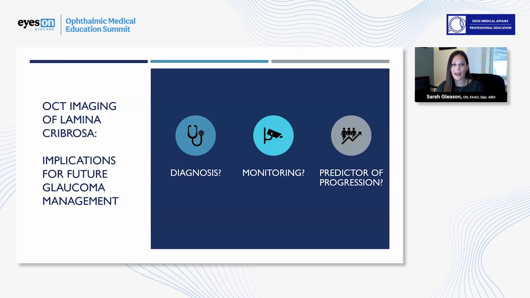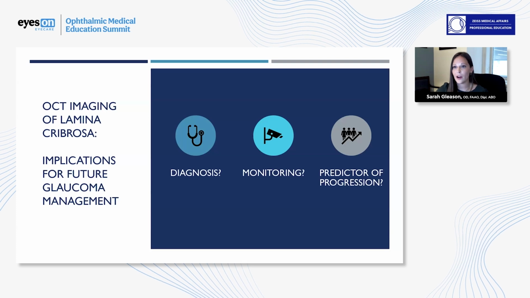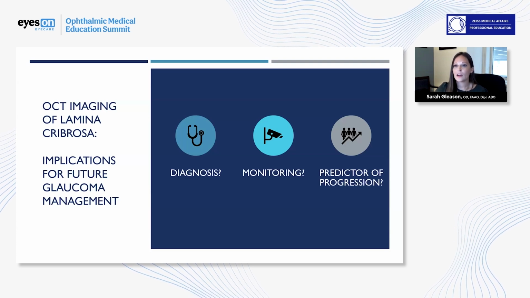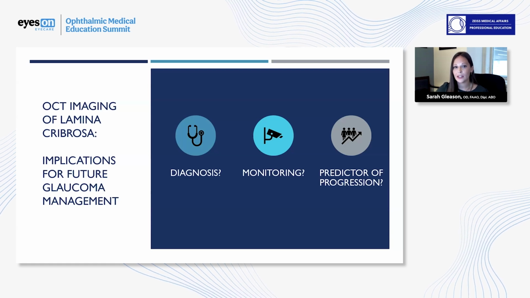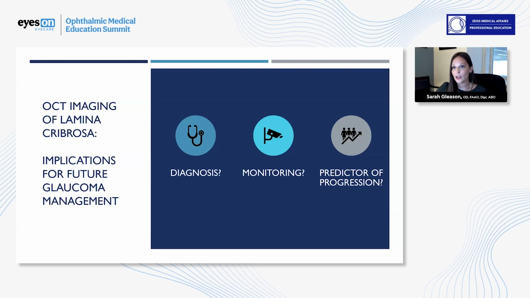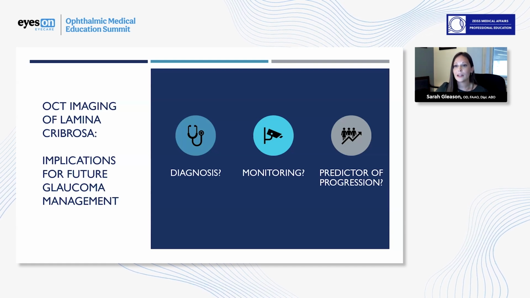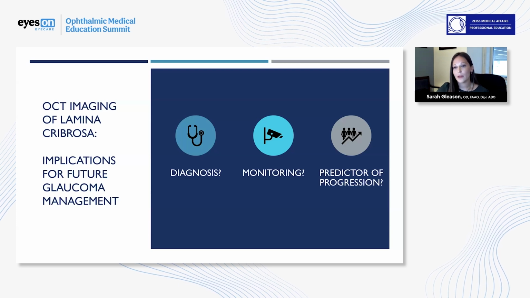So as we look ahead for implications for utilizing this structural biomarker in our management of our glaucoma patients, this may be something that could contribute to our ability to detect and diagnose glaucoma in our patients. This may also serve as a metric for monitoring progression in our patients. And perhaps most importantly, this may potentially help us elucidate which patients are most at risk for rapid progression.